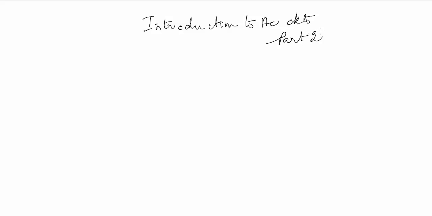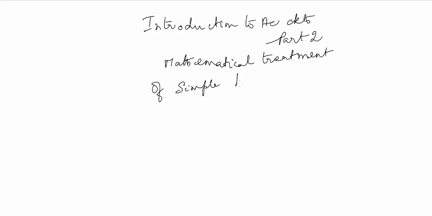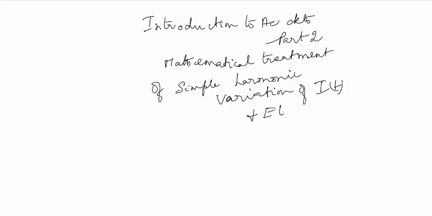Now we are going to do introduction to AC circuits, part 2. Still it happens to be a class of introduction to AC circuits and not AC circuits proper, because we are still doing the mathematical treatment of the simple harmonic variation of I at t and E at t in AC circuits. So it is still the introduction to that, and today we will do the mathematical treatment.